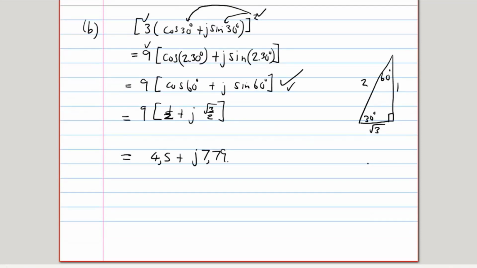So let me just add another page. This is section 3.2. It's called division, and we're dealing with division of complex numbers in polar form. So there we are. Okay, let's see.